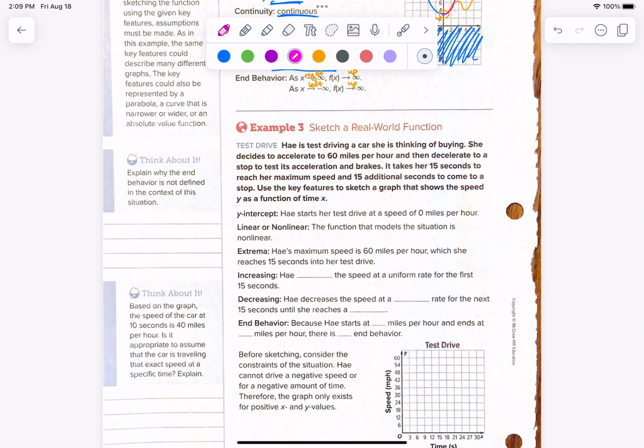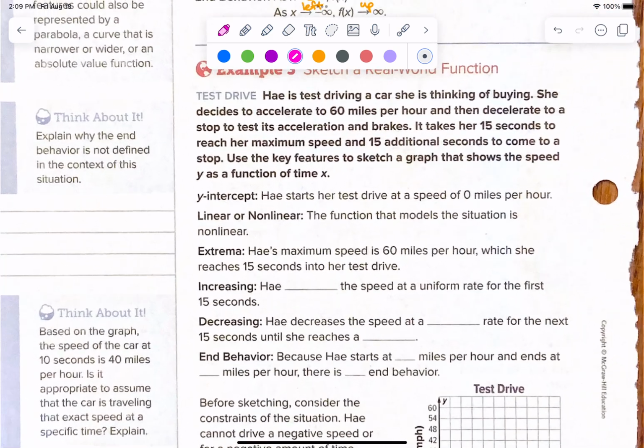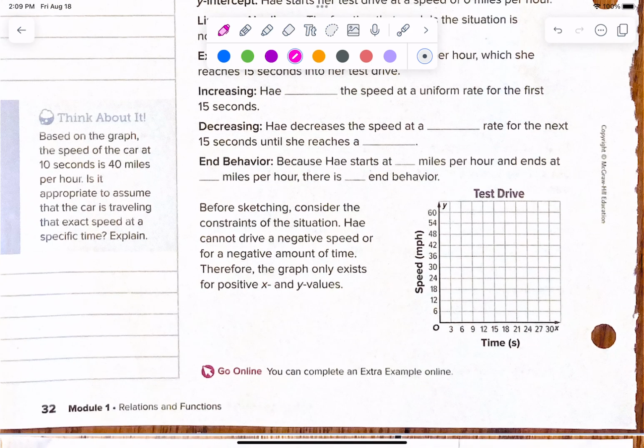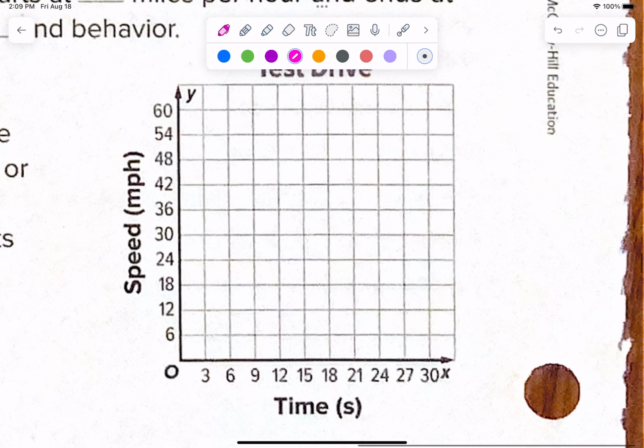Hay is test driving a car she's thinking of buying. She decides to accelerate to 60 miles per hour and then decelerate to stop. So she's going up in speed to 60 miles an hour, and then she's going down in speed. She's just test running it, going down the road, starting, stopping, okay? It takes her 15 seconds to reach her maximum speed. So let's go down here. 15 seconds to reach her maximum.